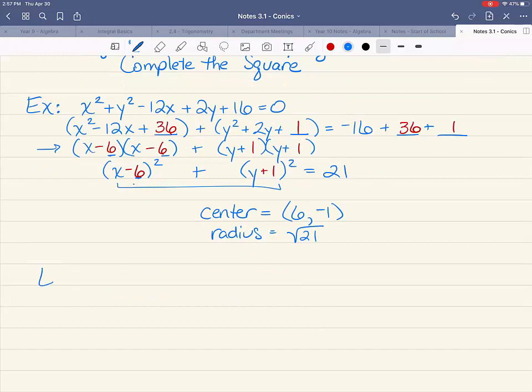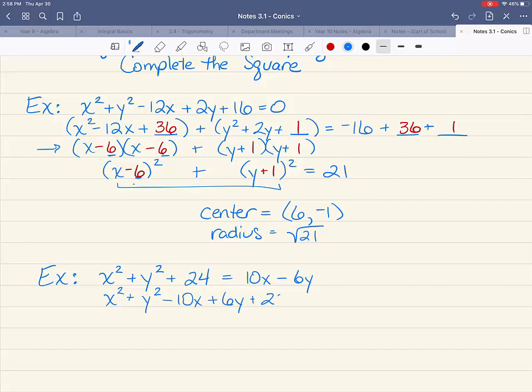Let's try another complete the square problem. X squared plus y squared plus 24 equals 10x minus 6y, and that will work great. Now, is this in general form? The answer is no. So we need to rearrange the problem and put it in general form first. X squared plus y squared minus 10x plus 6y plus 24 equals 0. The 24 did not change sides.